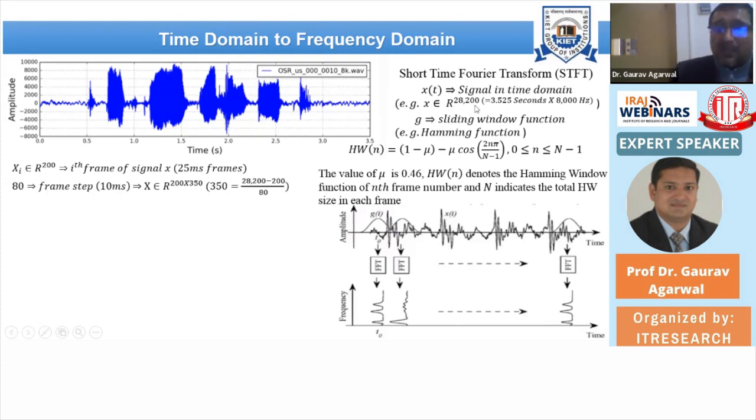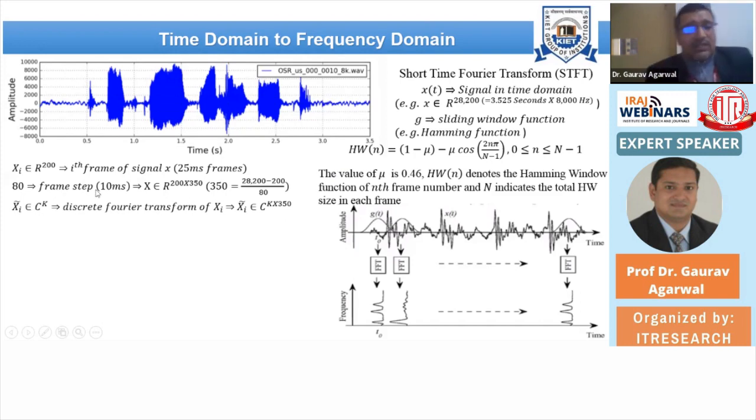If I represent the complete signal in these small windows, the signal size of 28,200, with each window representing 200, divided by the frame step, gives the total number of chunks created in a signal of 3.525 seconds, which will be 350. So the complete signal can be represented in a domain of 200 by 350. That means 200 for a single window followed by 350.